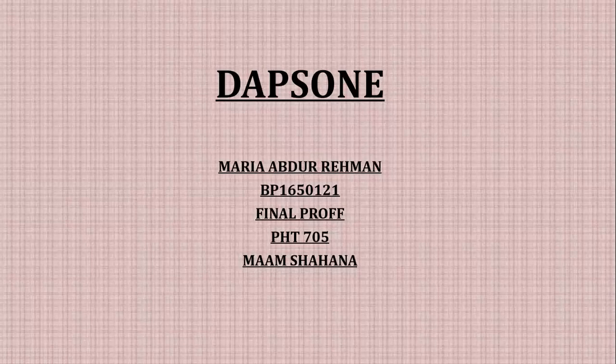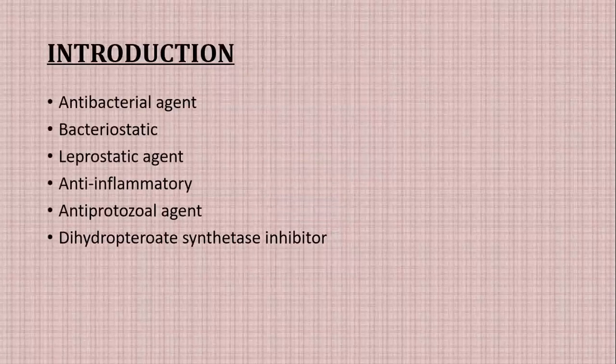And today my presentation is about the drug Dapsone, its rational and irrational use. So first, start from the introduction. Dapsone is basically a sulfone antibacterial agent that is used to treat bacterial infections, either to inhibit the bacterial growth or to suppress them completely. It belongs to the bacteriostatic group, meaning that it inhibits the growth or the reproduction of bacteria instead of killing them.